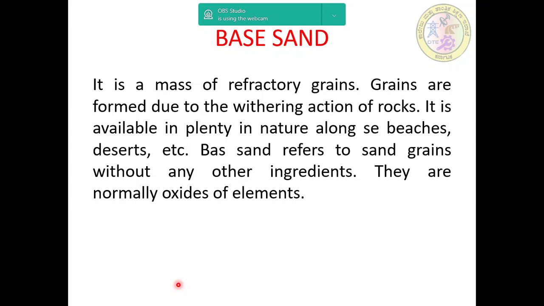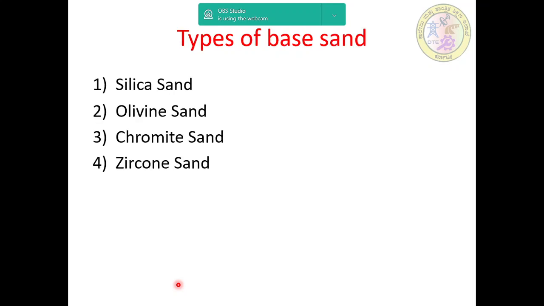And then base sands are of different types. In molding sands, silica sand is commonly used as the base sand. These are the main types of base sands: silica sand, olivine sand, chromite sand, and zircon sand. These are the four basic types of base sands available. But commonly we are using silica sand as the base sand in our foundries.